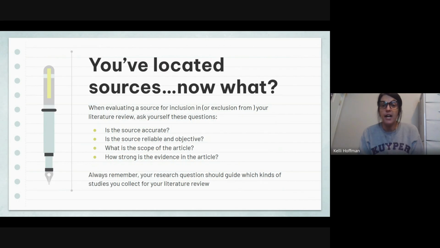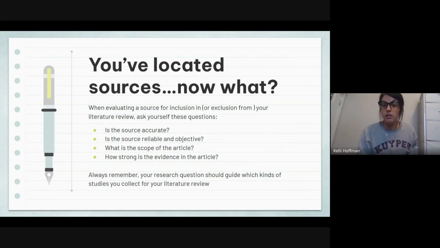Is the source accurate? This is where you can look to see what other sources they're citing. Are they using other research to back what they're saying, or are they going rogue and just spewing their opinion? That ties into whether the source is reliable and objective.